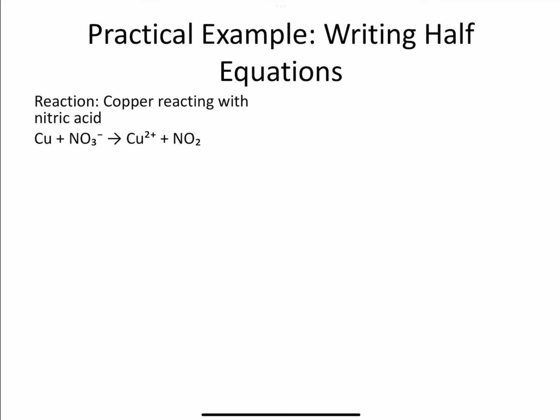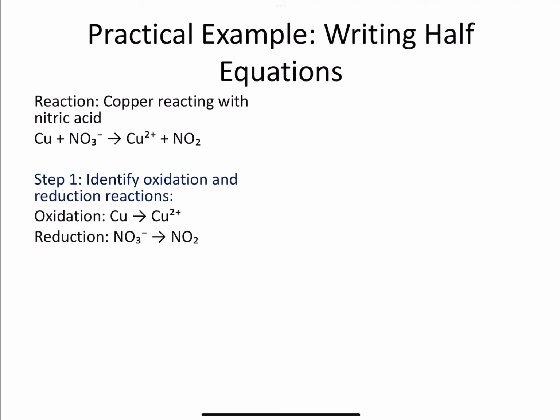In a practical example, if we want to write the half equation for this redox reaction between copper and nitrate to give you copper 2+ and nitrogen dioxide, how would you write the half equation for both of these? The first step is to identify the oxidation and reduction reaction. We can see that copper has been oxidized because it lost 2 electrons, while the nitrate is the one that has been reduced, changing from NO3- to NO2. The nitrogen is the one that has actually been reduced.